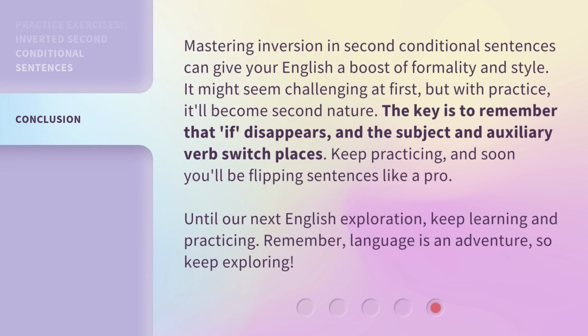Mastering inversion in second conditional sentences can give your English a boost of formality and style. It might seem challenging at first, but with practice, it'll become second nature. The key is to remember that "if" disappears, and the subject and auxiliary verb switch places. Keep practicing, and soon you'll be flipping sentences like a pro.